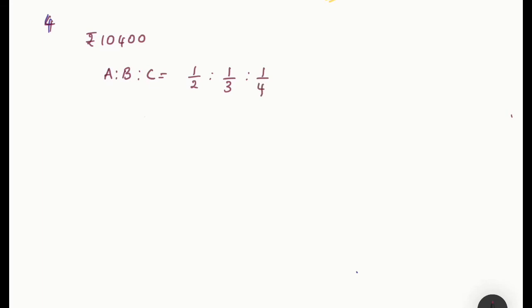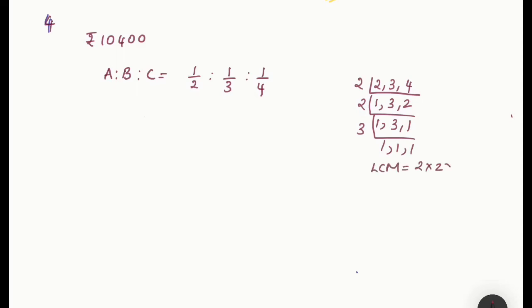Okay. So we already learned how to change the fractions, the ratios given, into a whole number form, right? So first what do you have to do? You have to take the LCM of the denominators 2, 3 and 4. So when I divide by 2: 2, 3, 4 gives 1, 3, 2. Again by 2: 1, 3, 1. Again by 3: 1, 1, 1. So what do you get as the LCM? LCM is equal to 2 into 2 into 3, that is 4 threes are 12.